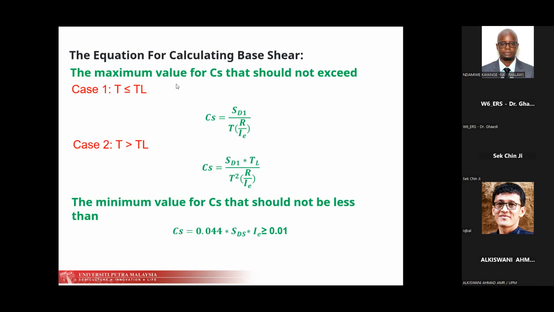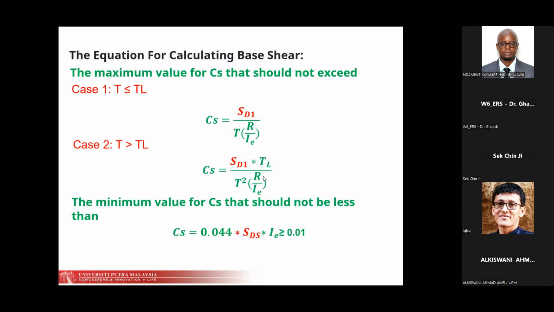The maximum value for Cs should not exceed Cs equal to SD1 over T multiplied by R over IE. This is for T less than TL, and in case of T more than TL, we have another equation. But usually all normal structures are located in this part, so we will concentrate on this. And the minimum value for Cs should not be less than 0.044 multiplied by SDS multiplied by IE.